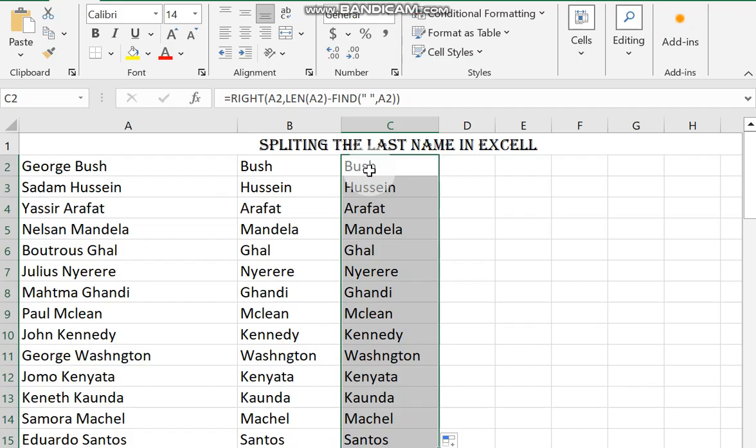Now, stand by for other innovations. What if there are 3 names, 4 names, or more than 2 names? How will the formula be? Also get prepared for the formula to extract the middle name in case the name has 3 names.